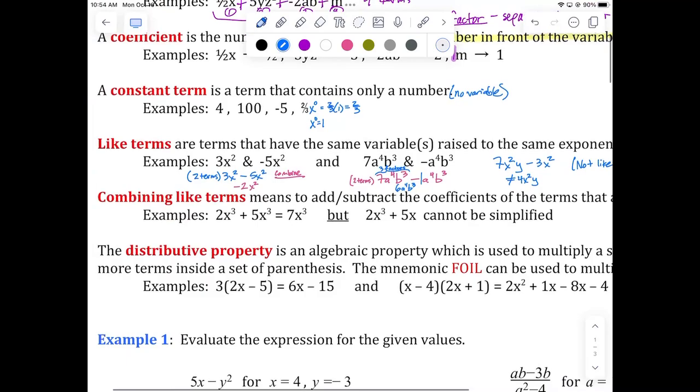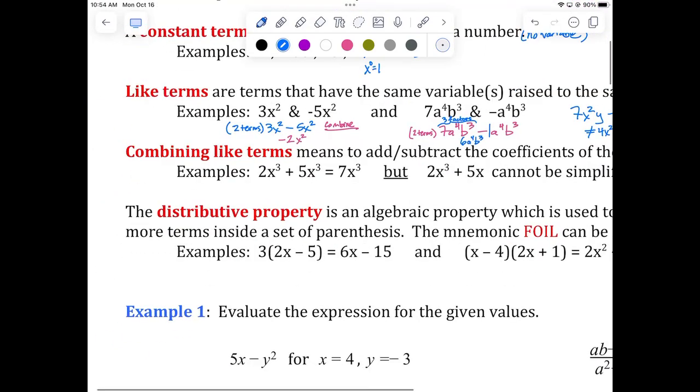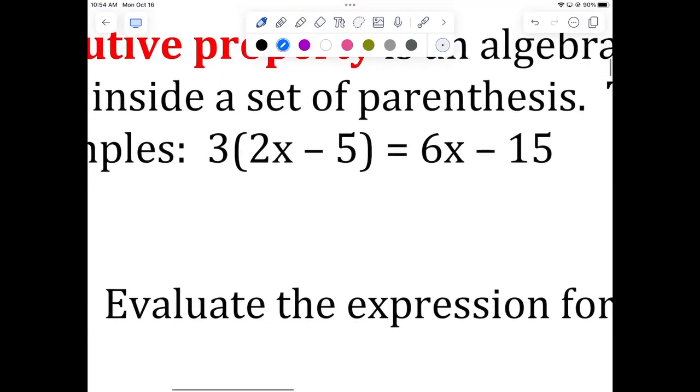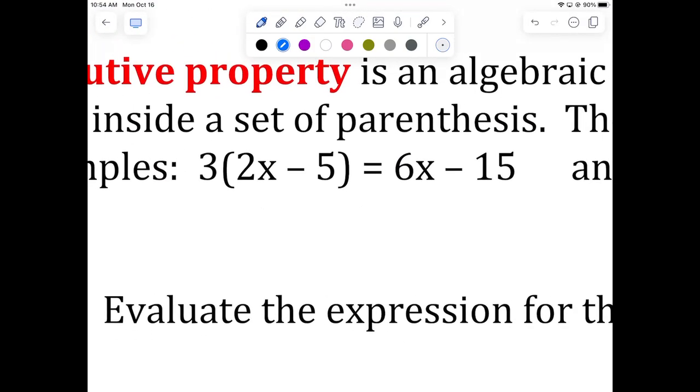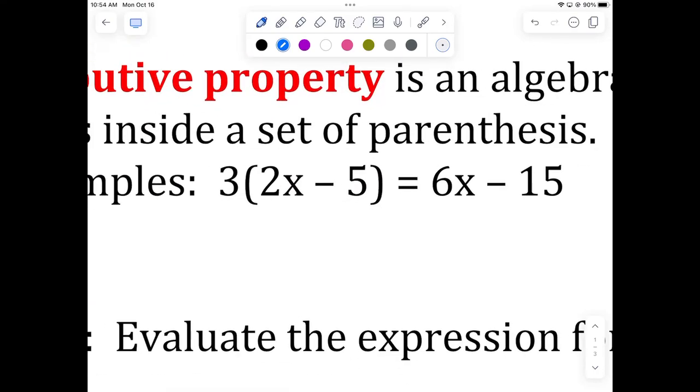Okay. Combining like terms. We already talked about that. The distributive property. Distributive property is really just multiplication. If you see something like 3 times the quantity 2x minus 5, that's an implied multiplier right there, right? And to get rid of the parentheses, all you have to do is distribute, which means you multiply it through.